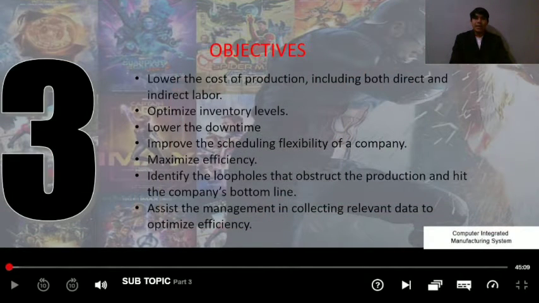Next, I will explain about the objective of CIM. The main objective of CIM is to lower the cost of production, including both direct and indirect labor, optimize inventory levels, lower the downtime, improve the scheduling flexibility of a company, maximize efficiency, identify the loopholes that obstruct the production and hit the company's bottom line, and assist the management in collecting relevant data to optimize efficiency.